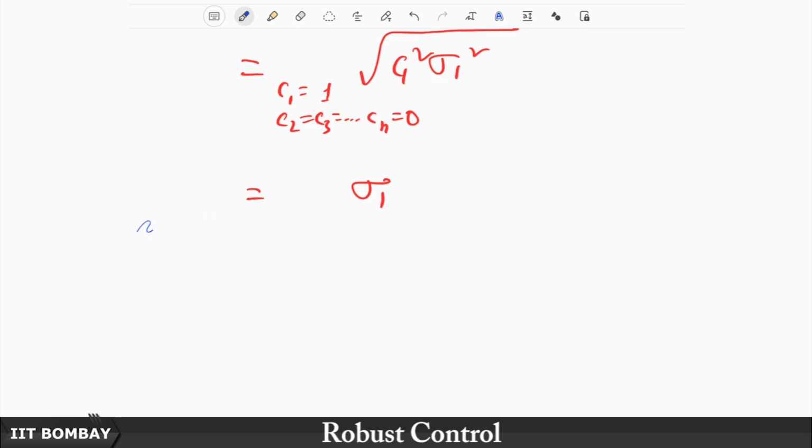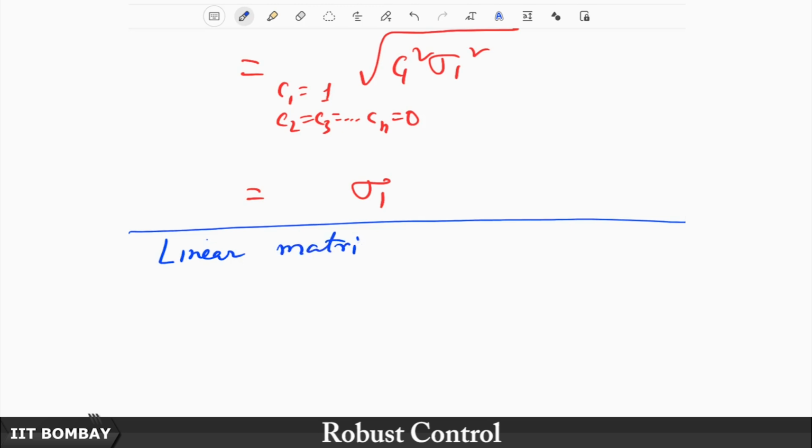So let me draw a line below that, and now we move over to the next important object that we are going to study, which is LMIs, linear matrix inequalities, very fondly often referred to as LMIs.